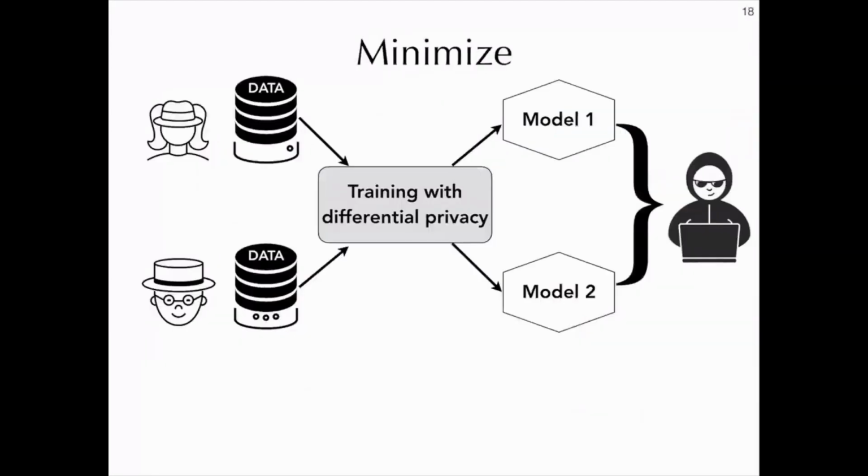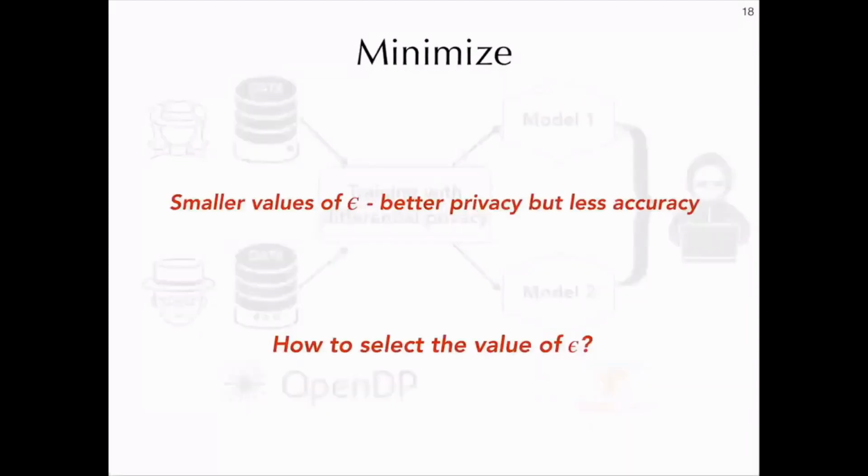A learning algorithm is said to satisfy differential privacy if the models that are obtained by training on datasets that differ by only one record are indistinguishable to an external attacker. The level of indistinguishability is controlled by a privacy parameter epsilon. Open source tools such as OpenDP and TensorFlow allow for training models with differential privacy guarantees. But when using these tools, selecting epsilon is a highly non-trivial task.